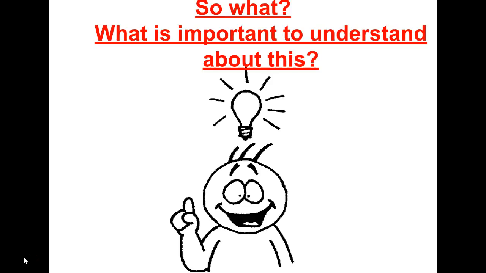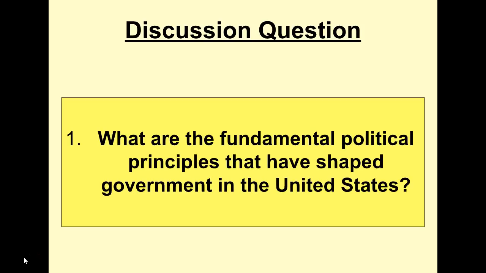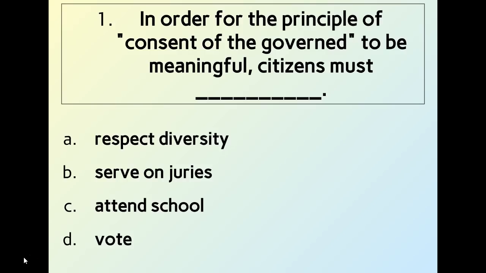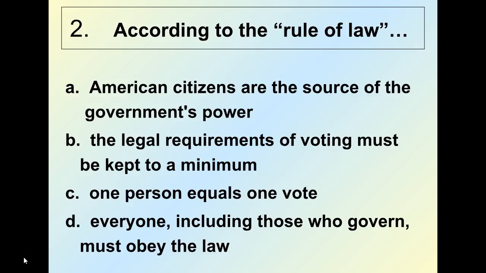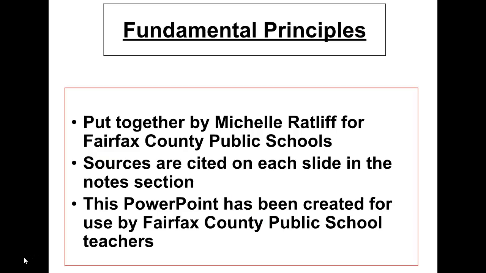So what is important to understand about this? Fundamental political principles define and shape the American constitutional government. Go ahead and write an answer to this question. What are the fundamental political principles that have shaped the government of the United States? And how much do you remember? You're going to answer these on the back of your note sheet. So if you need to go back and fill in any notes, please do so now, and also please answer these questions on your paper.